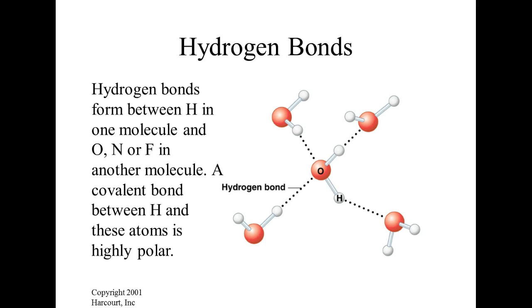Hydrogen bonds are the strongest ones. Remember I said H hooked to an O, H hooked to an F, or H hooked to an N are going to make hydrogen bonds. And these little dots are not real bonds, but they are attractions to each other. So this H is attracted to this O. That's called a hydrogen bond.